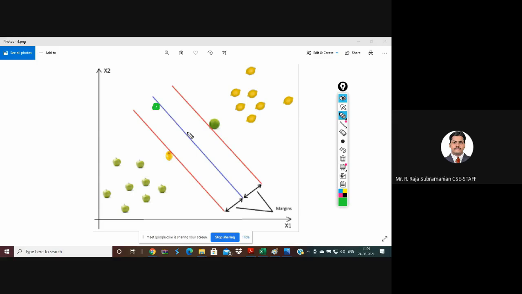If I draw an apple over here, what will happen? This hyperplane will classify this as apple itself. It will not classify it as lemon. Why? Because there is equal strength given to both the classes, and I draw it exactly in the middle.